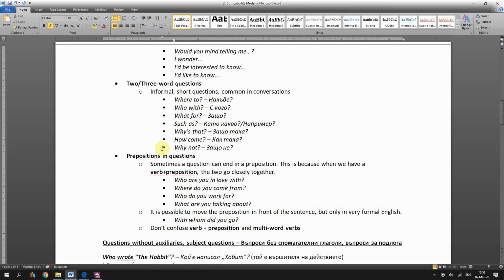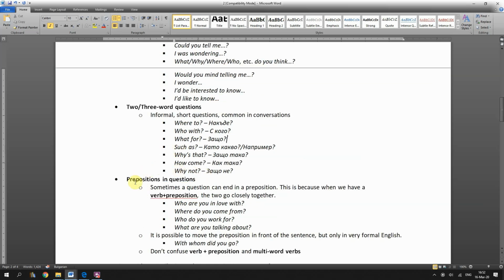Another thing that we should discuss are prepositions in questions. Now, let's say a very simple question. Откъде си? You know the structure. Where are you from? In Bulgarian we say откъде си. But in English we don't say от, къде си. We say where are you from? Къде си ти от? Why is that?